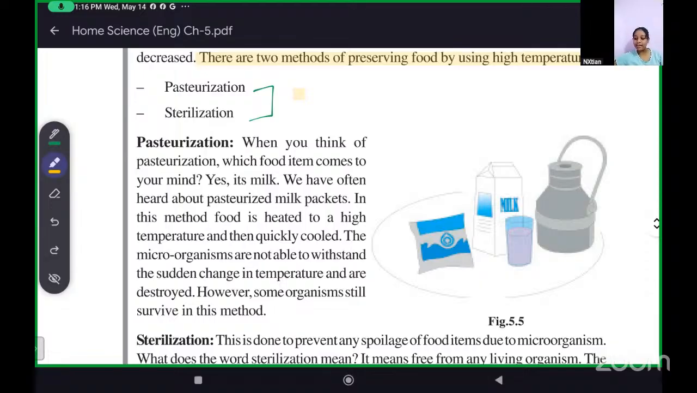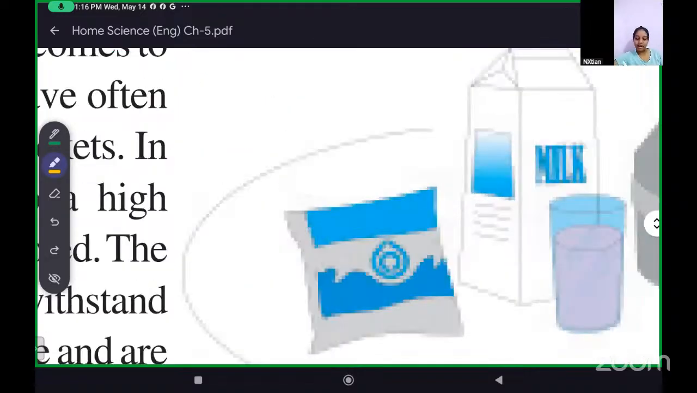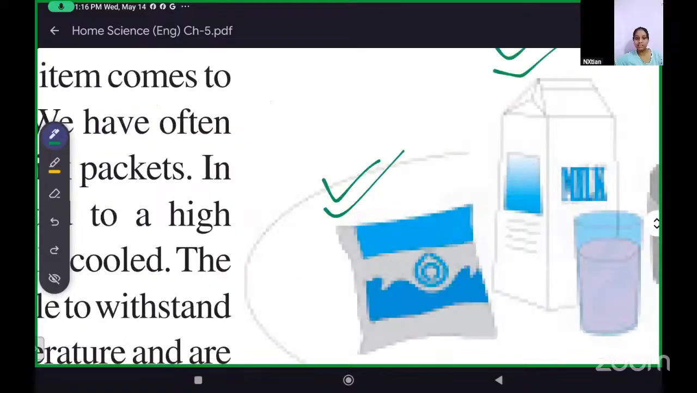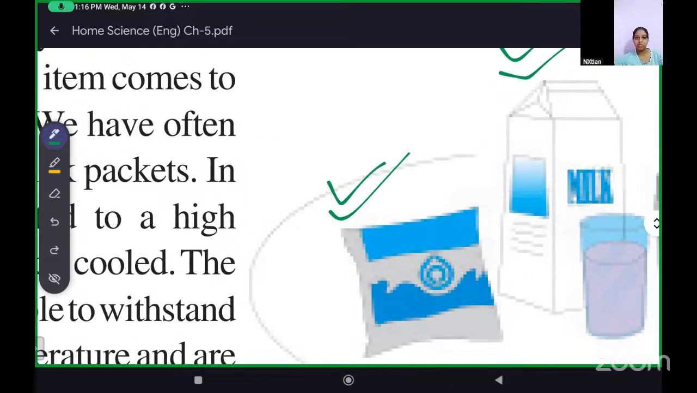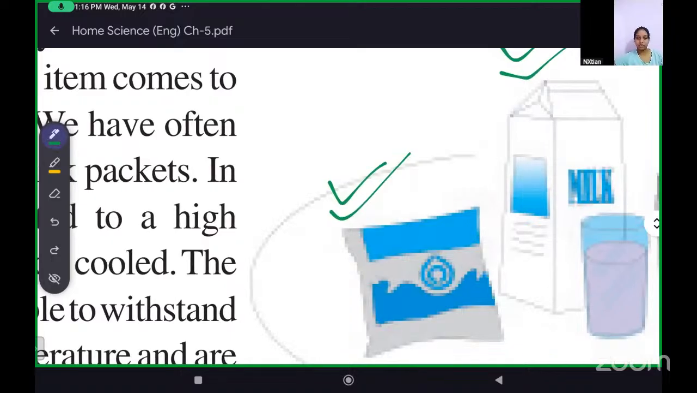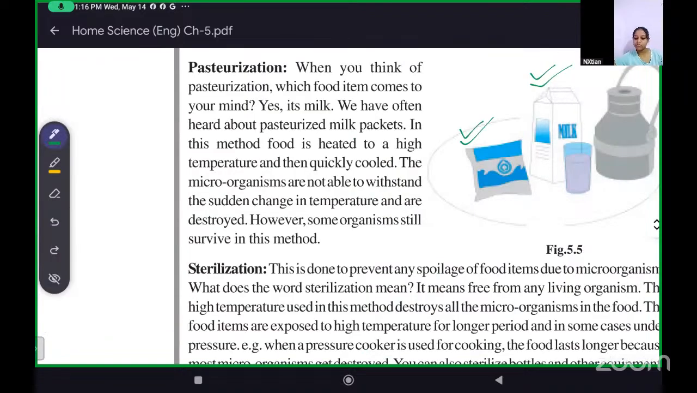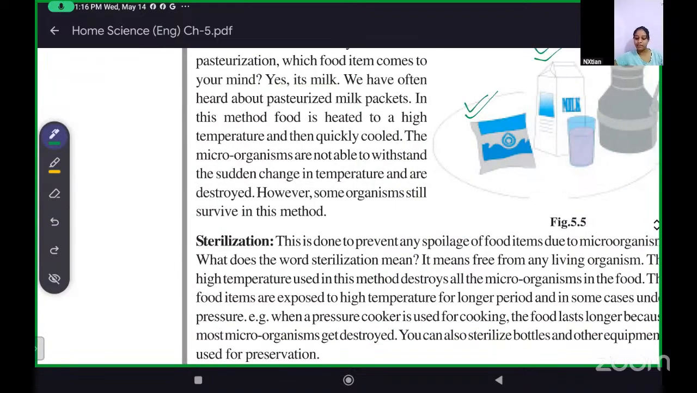So these milk packets that we buy from the store, from the dairy, they are already pasteurized. Before packing this milk into the packets and the paper containers, the milk is heated up, then it is cooled down, then it is packed and then sealed. But some organisms still survive in this method.